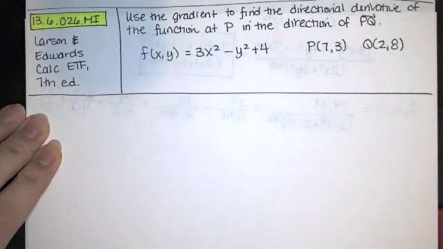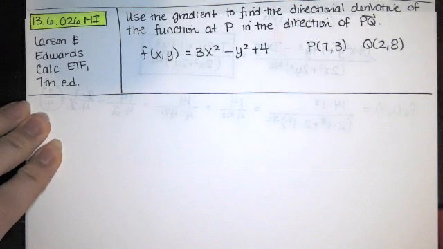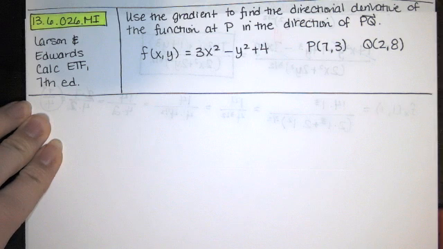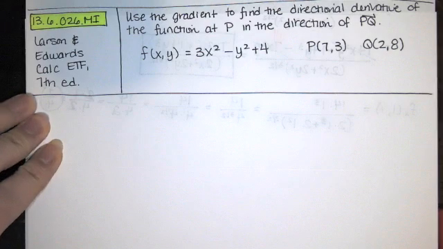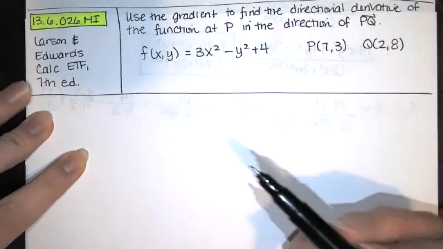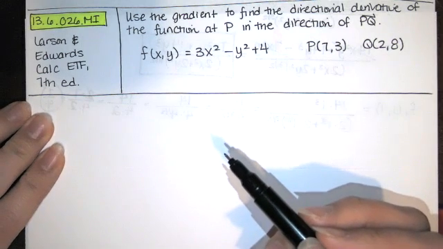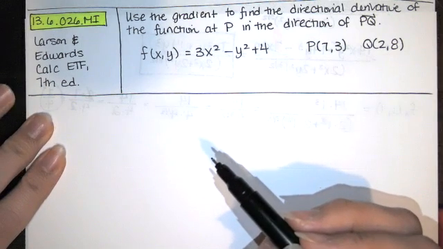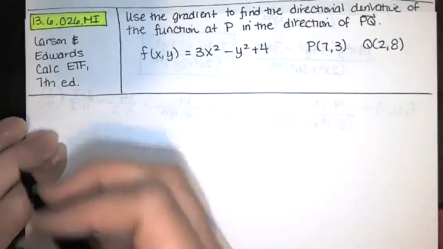In this video, we solve problem 13.6.026.mi from the Larson and Edwards Calculus Early Transcendental Functions text, 7th edition. We're asked to use the gradient to find the directional derivative of the function at the point P in the direction of PQ. So we have this function and we've got P and Q. And remember what the directional derivative is. That's just the slope in a certain direction.